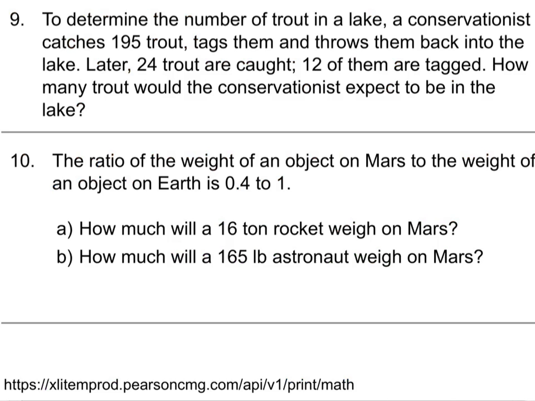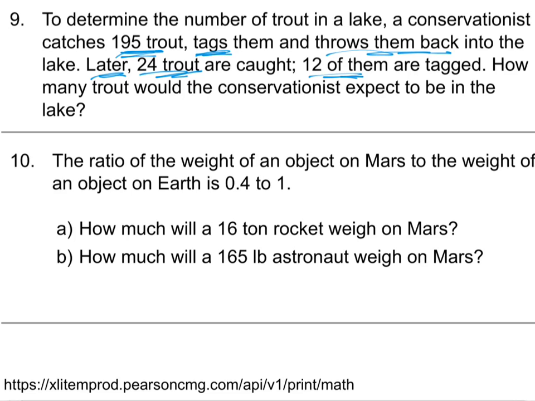So let's do the actual question then. To determine the number of trout in a lake, a conservationist catches 195 trout, tags them, throws them back, catch, tag, and release into the lake. Later, 24 are caught, 12 have tags. Hey, they're doing my same percentage, huh? Right? 12 out of 24 the second day, that's half. You just need to double that 195.